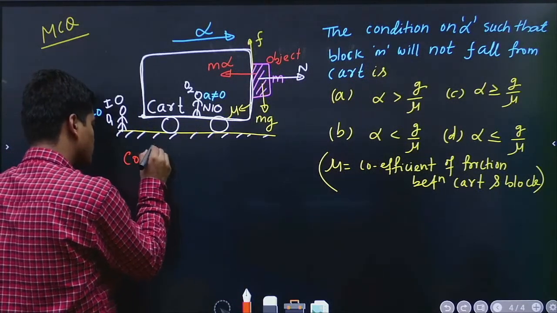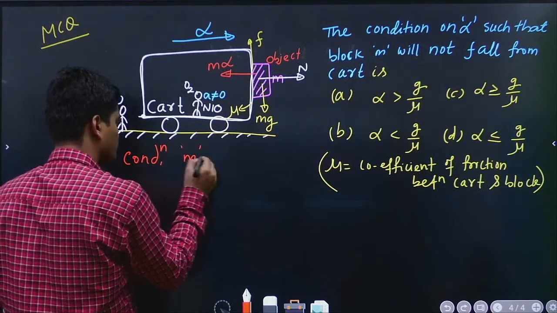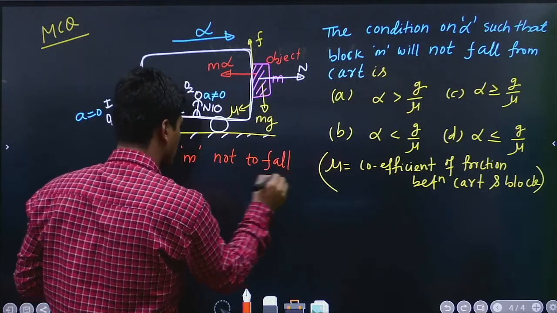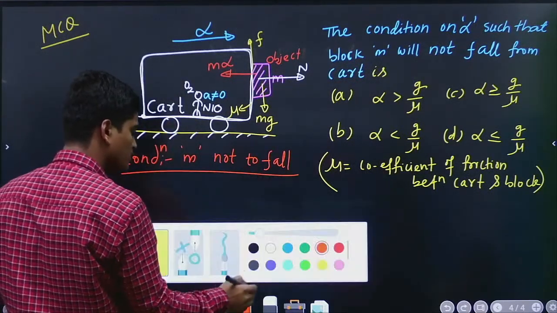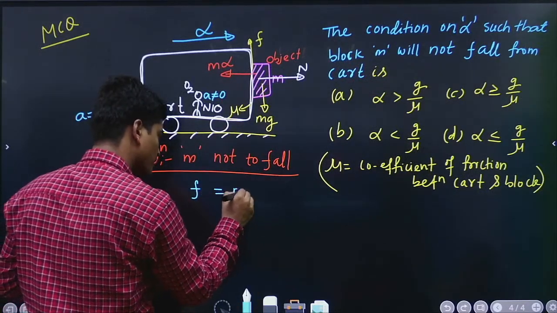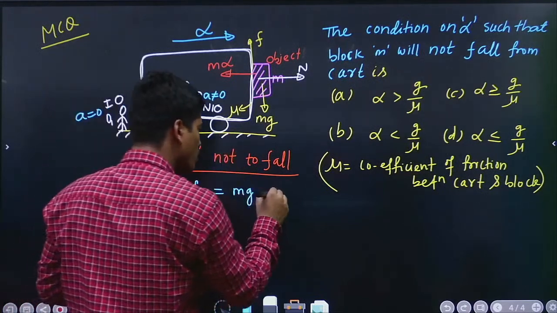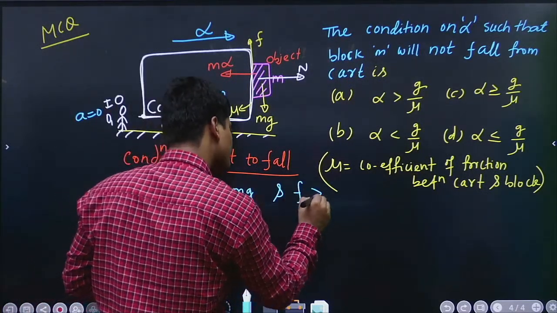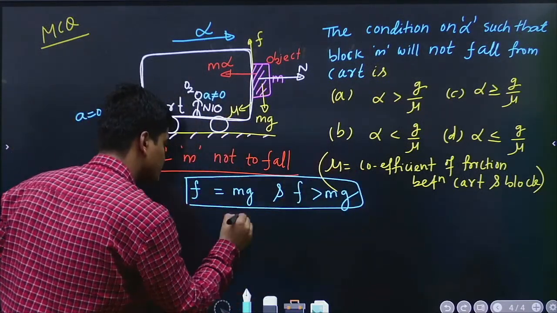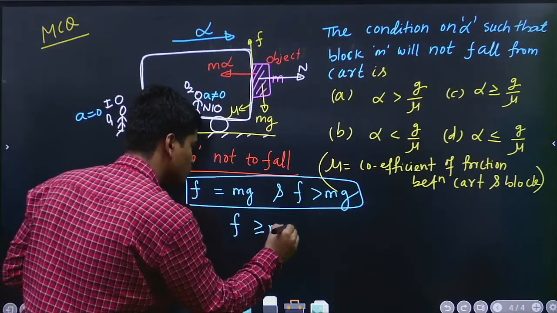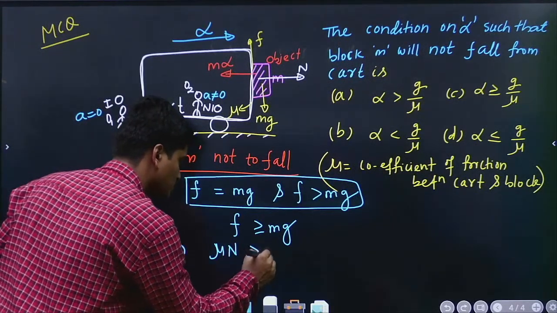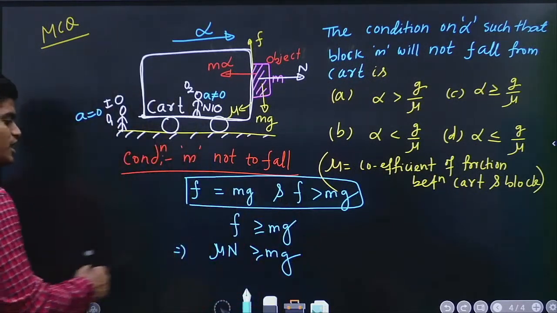Now, the condition for M not to fall. What condition is coming? The condition is that F should be equal to mg. Also, F can be greater than mg. And in one word, if you combine these two, how will you write? Friction should be greater than or equal to mg. Now friction force, you know, is mu times normal reaction. That is greater than or equal to mg. And N is what here?